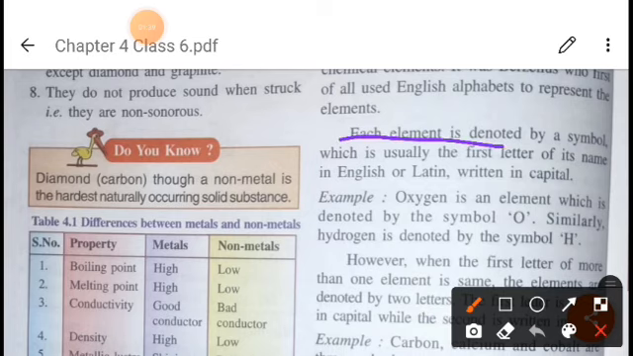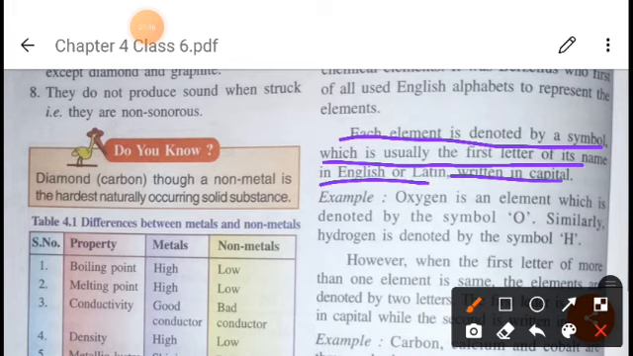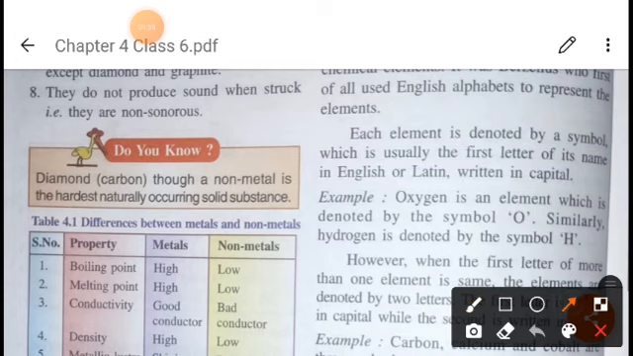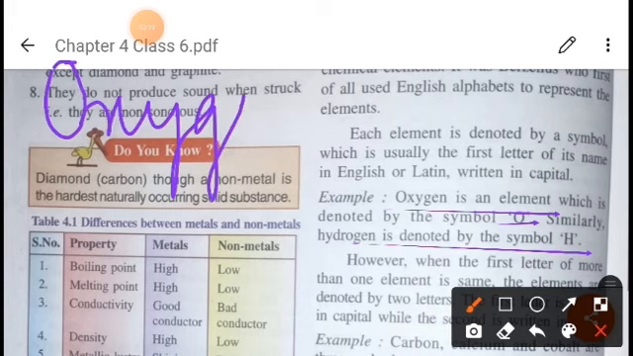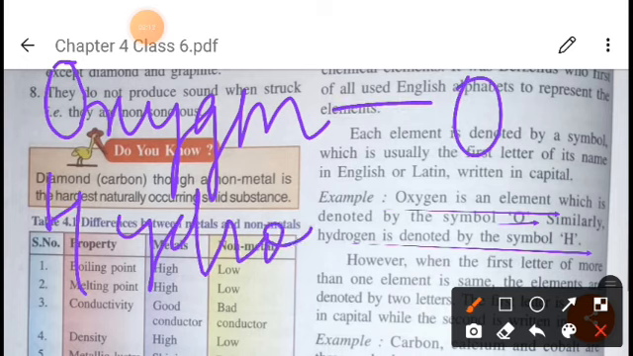Each element is denoted by a symbol which is usually the first letter of its name in English or Latin, written in capital. Let's see an example. Oxygen is an element which is denoted by the symbol O. Similarly, hydrogen is denoted by the symbol H. Suppose we have oxygen here. Oxygen is denoted by the symbol O, whereas hydrogen is denoted by the symbol H.